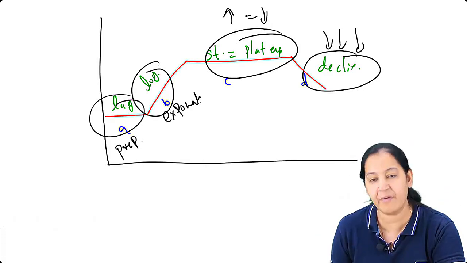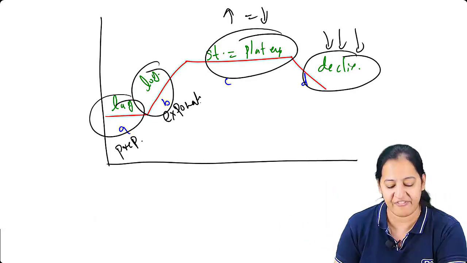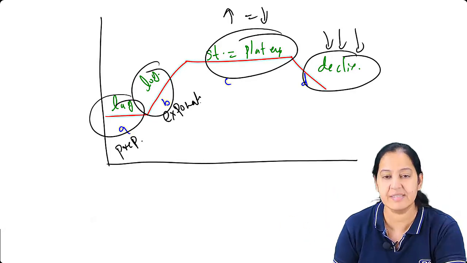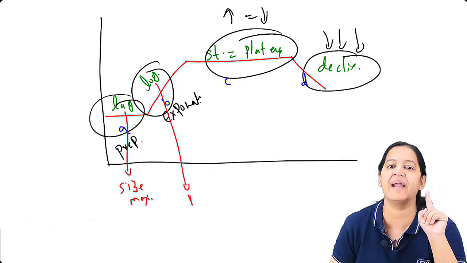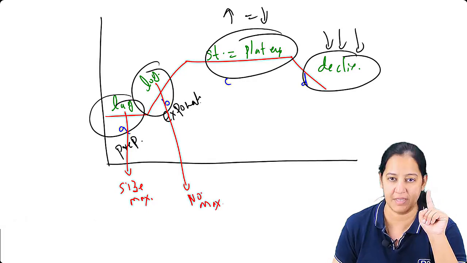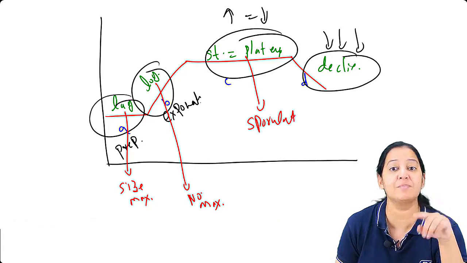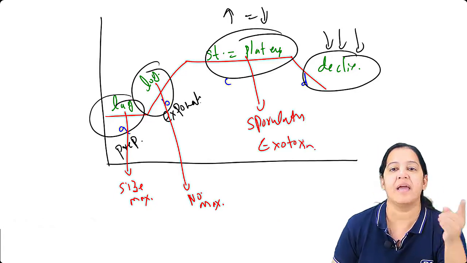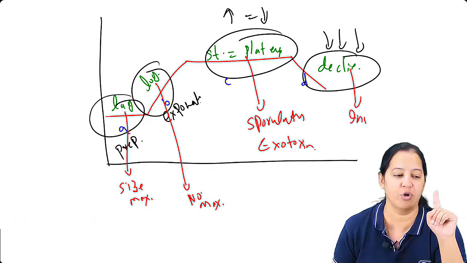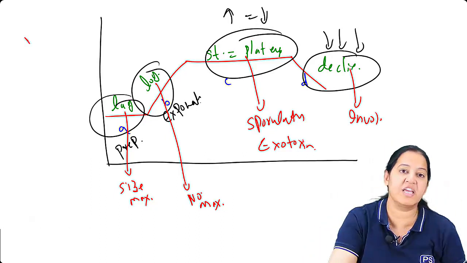The third type of question you get here is the unique property of each phase. In the lag phase, the unique property is that size is maximum. In the log phase, the unique property is that number is maximum. In the stationary phase, there are two unique properties: sporulation takes place because of unfavorable conditions, and exotoxin formation takes place. And in the decline phase, one unique feature: involutionary forms are formed. This is the thing. You get 16 MCQs on this page.